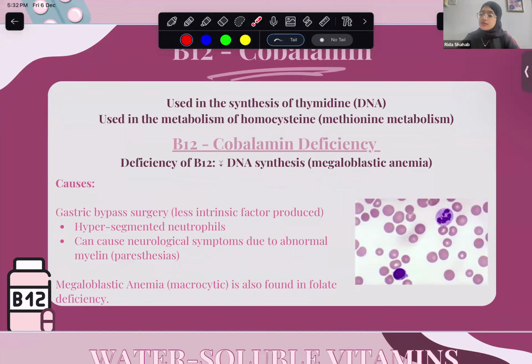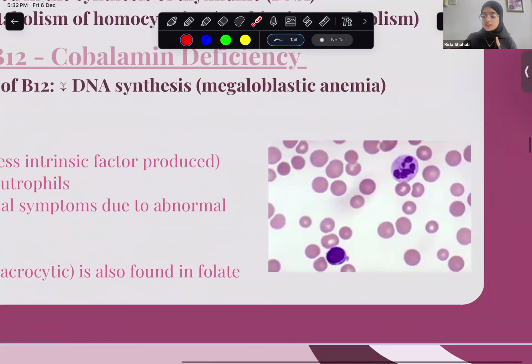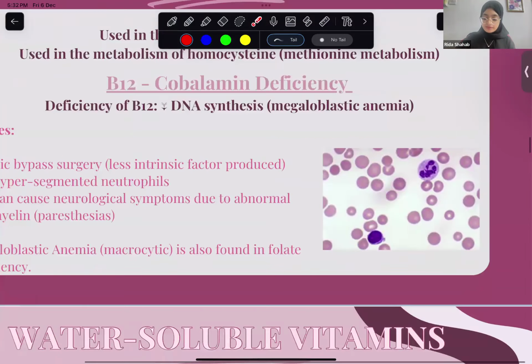Now, how do you differentiate megaloblastic anemia from sideroblastic anemia? Megaloblastic anemia's picture is going to have hypersegmented neutrophils, whereas sideroblastic anemia, if you recall, is going to have RBCs with accumulation of iron inside them because there's no heme. That's how you differentiate between sideroblastic anemia and megaloblastic anemia.